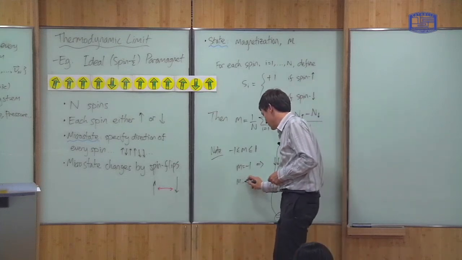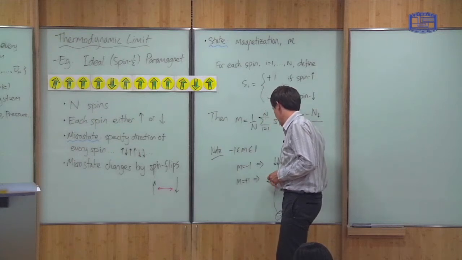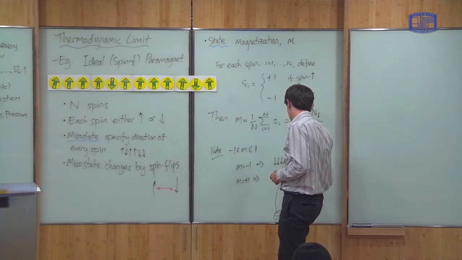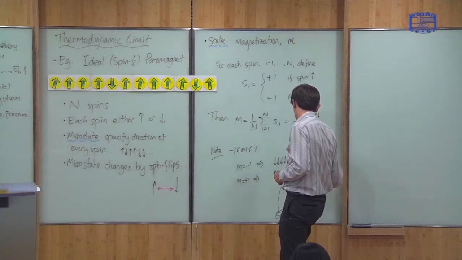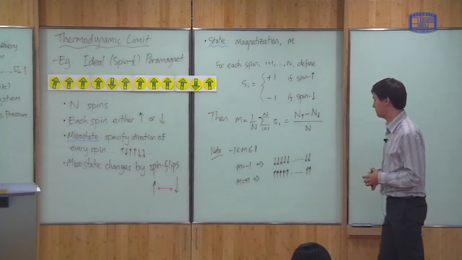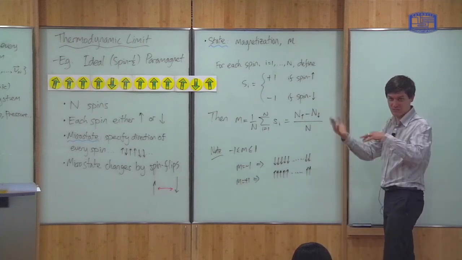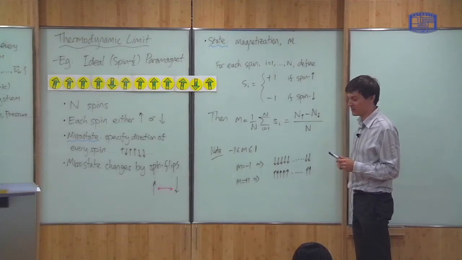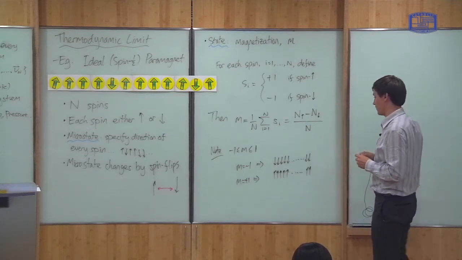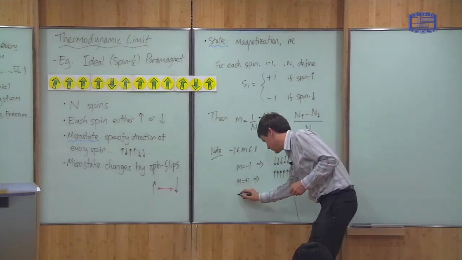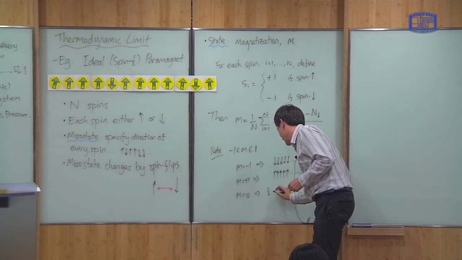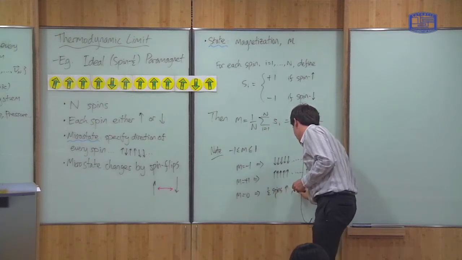And if M is plus 1, it means that every spin in the system is up. And then in between you have a mixture of up and down. So if M is 0, then half of them are up and half of them are down. Okay, probably actually that's quite an important case. If M is equal to 0, then half of the spins are down.